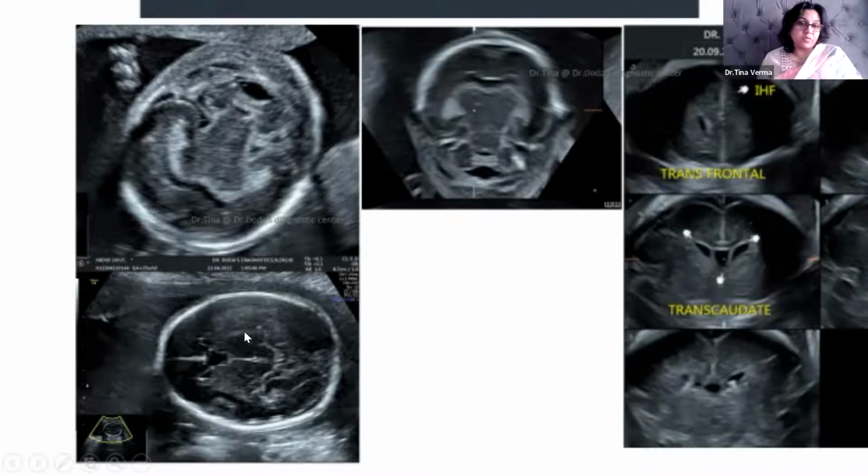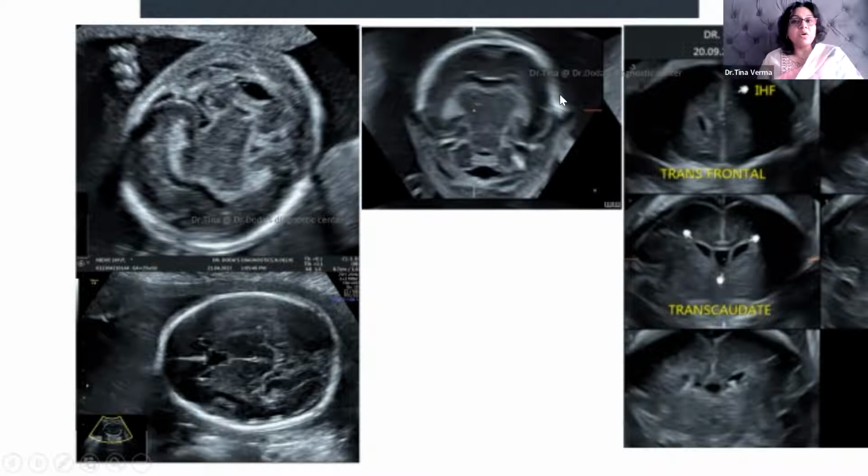This one is an interesting one. I'd like to bring your attention here in the anterior complex. Now see, this is the normal one, and here I'm finding that there is no interhemispheric fissure. So here comes the importance of interhemispheric fissure. If you notice that the interhemispheric fissure is absent, probably we are dealing with holoprosencephaly.